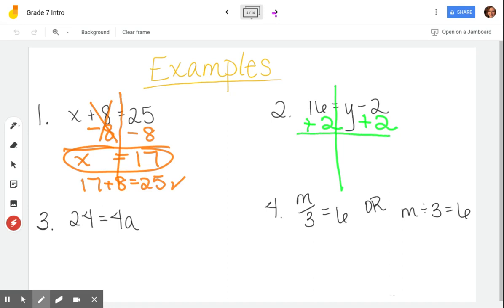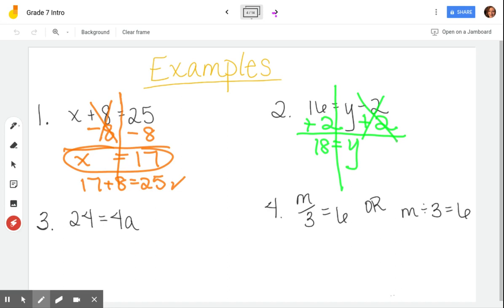Then I'm going to go straight down my columns. 16 plus 2 is 18. Bring down the equals. I still have a y. Minus 2 plus 2, it never happens. If I find $2 and then I give $2 away, I break even. So I think my answer is 18.